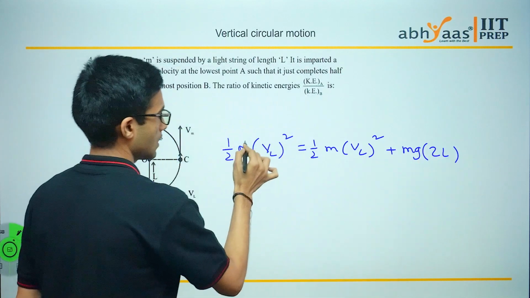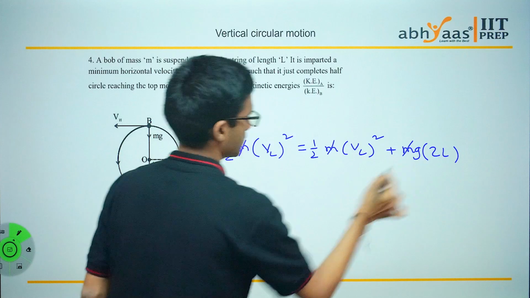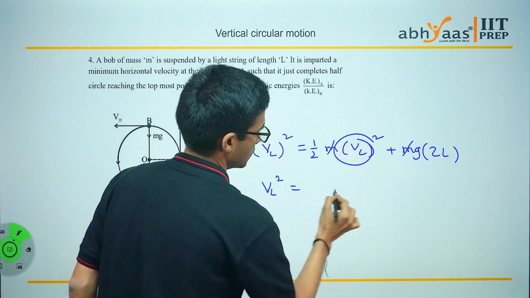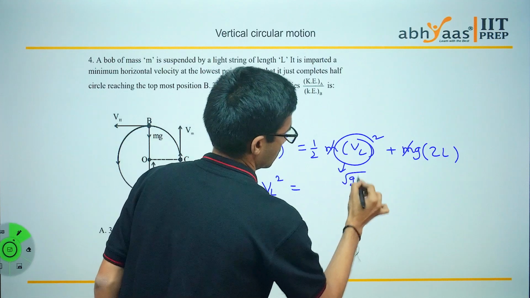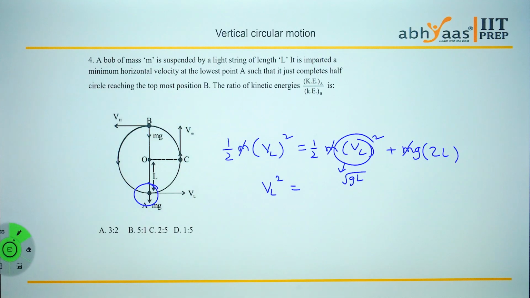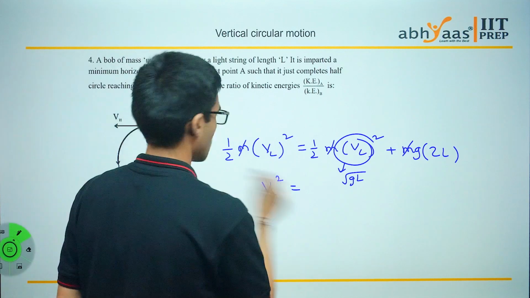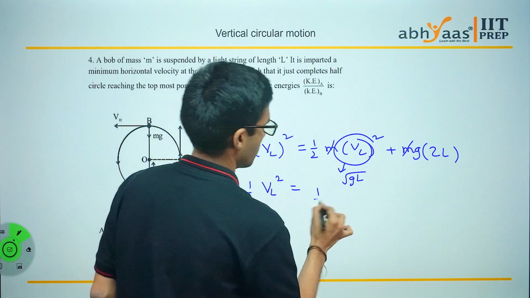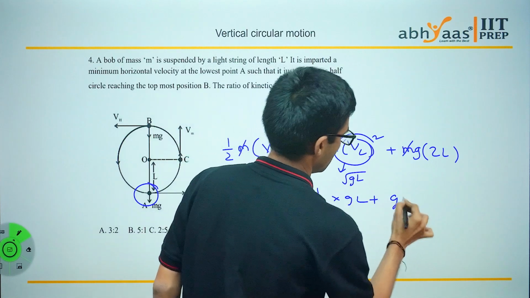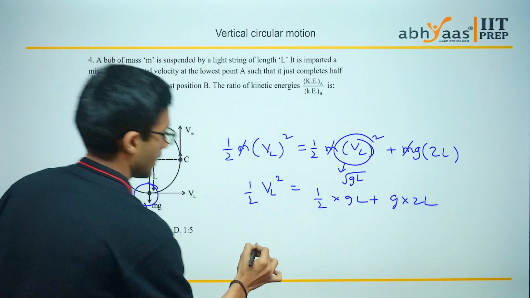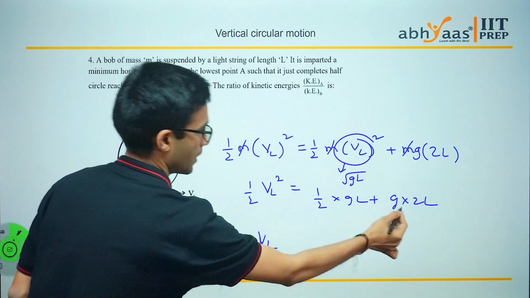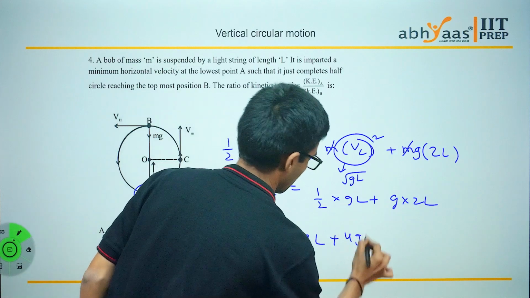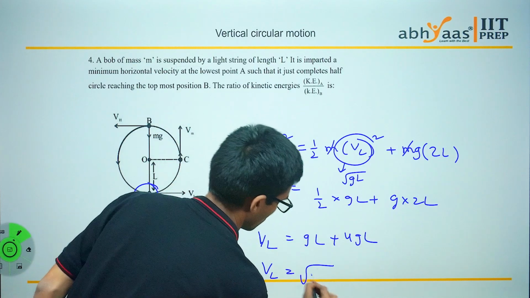M gets cancelled. On both sides, what we want is VL. VL is root GL, so that you can get from this. So 1 by 2 VL square is equal to 1 by 2 GL plus G into 2L. If you calculate, multiply this out: GL plus 4GL, that is V lowest is equal to root 5GL.